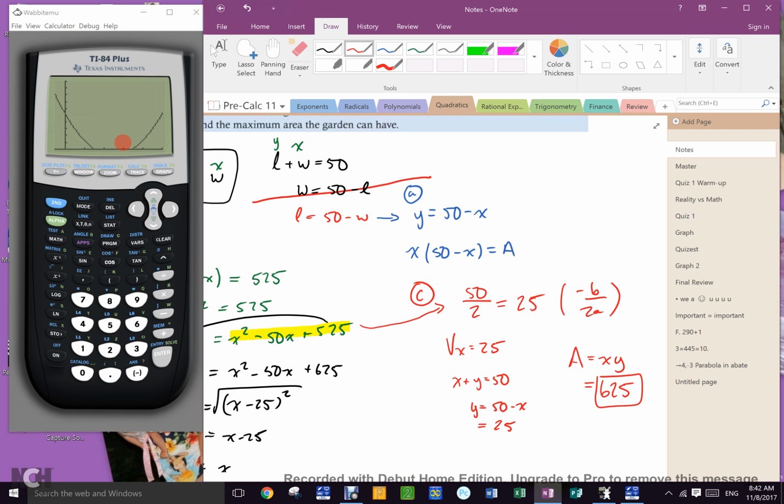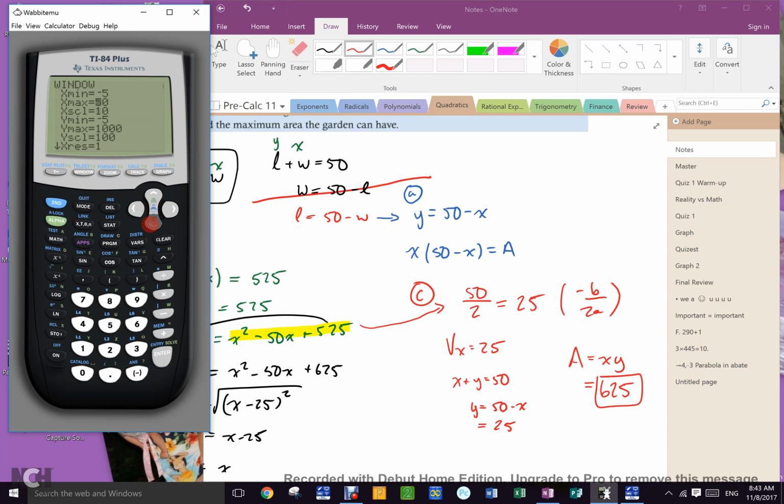So if you graph it, now we just don't have a vertex, yeah? So all I got to do is lower my y's, yes? So I'll go into my window, and I'll drop my y's to negative, drop it to -100, and graph. And now I have my parabola.